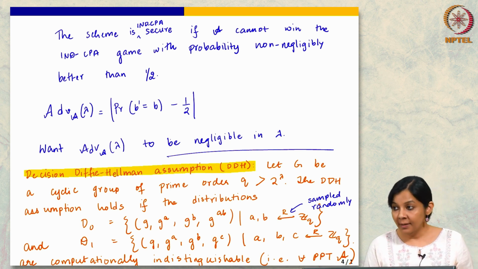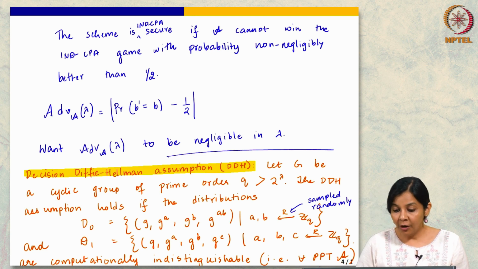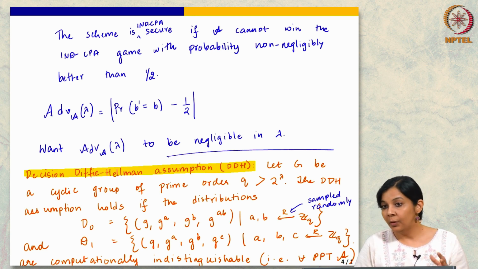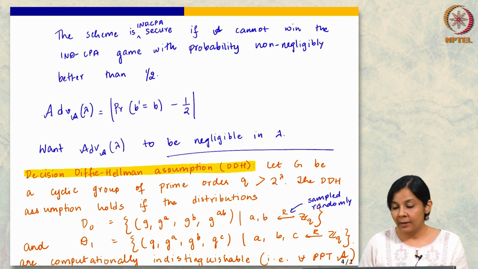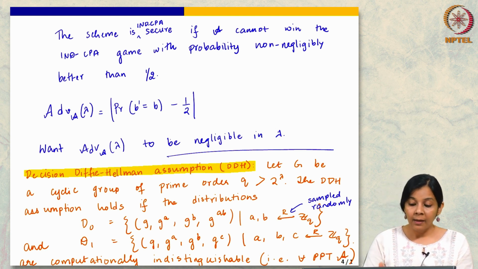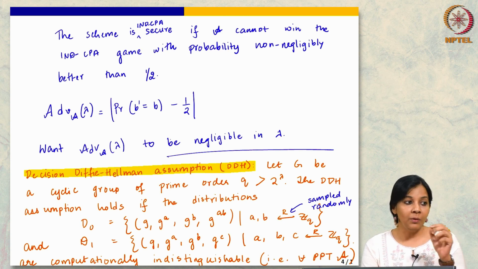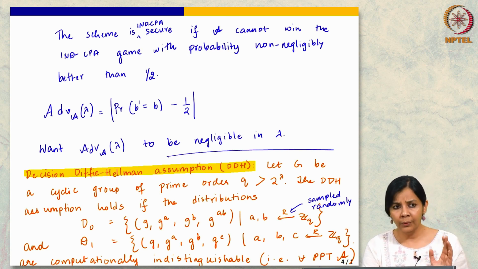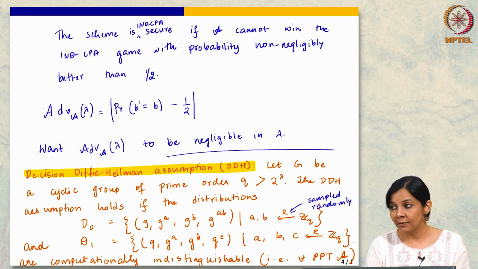We already saw this assumption yesterday, but we did not write it fully down. So I thought it's good for us to remind ourselves and write it once again. Everybody remembers this assumption. I have G to the A, G to the B, and the question is to distinguish G to the AB from G to the C, where C is random. We saw the Diffie-Hellman key exchange protocol based on this assumption last time.